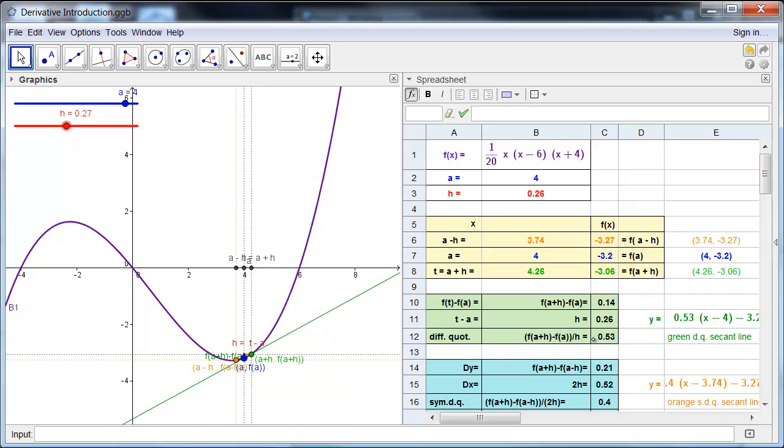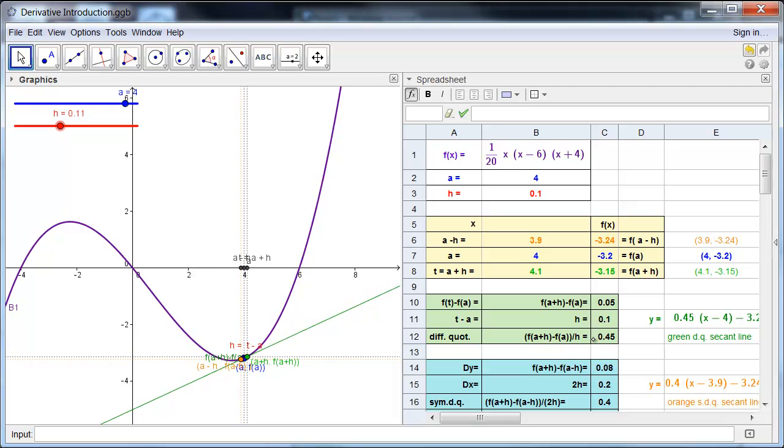But notice that this is getting closer and closer to what? We're getting closer and closer to a tangent line. So the secant line is getting closer and closer to the tangent line. The h value is getting closer and closer to 0. The t value is getting closer and closer to the a value. And the slope of that secant line is getting closer and closer to the slope of that tangent line. That is, the average rate of change is getting closer and closer to the instantaneous rate of change.